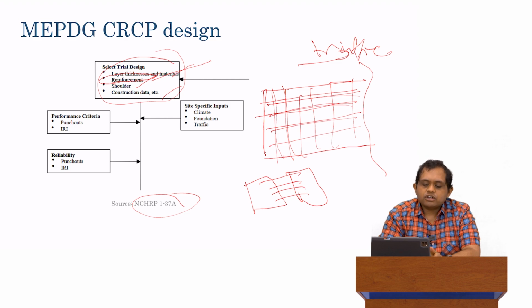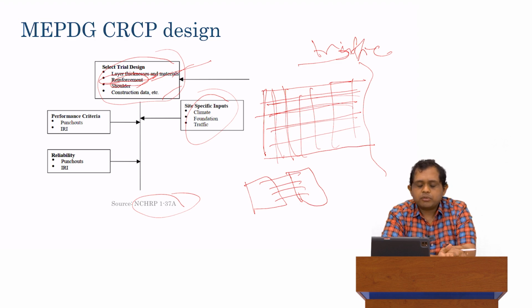So that's an additional input. We'll talk about what exactly that input is in a second, but we have to provide some inputs related to primary reinforcement. That is part of our trial design. We provide some site-specific inputs, climate, foundation, traffic, identical to JPCP. I won't repeat it.